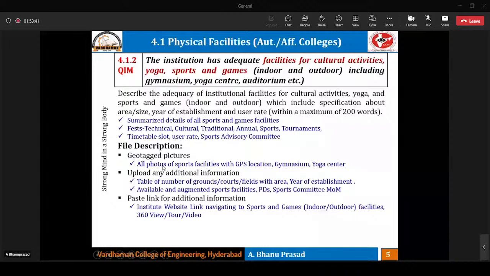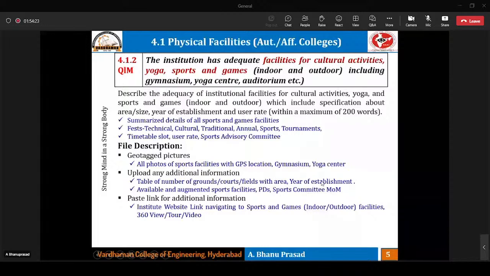And we can describe yoga also, gymnasium and yoga, which is nowadays a great achievement, with Yoga Day happening internationally. And it has been asked to upload the year of establishment of every individual facility, indoor or outdoor. So you can prepare a table which has the number of grounds, courts or fields with respect to SQM or SFT area and year of establishment.